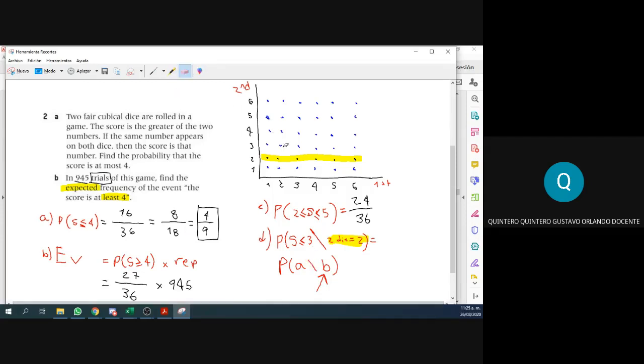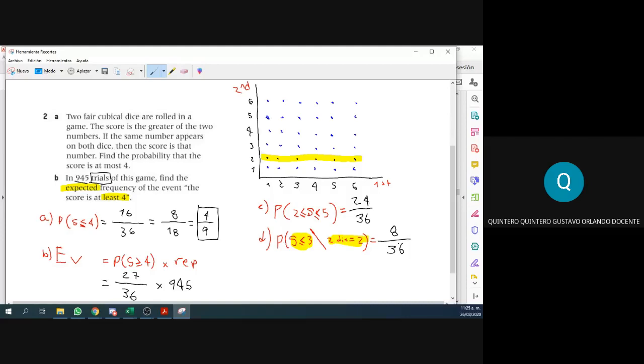All right, so let's try to answer this question, guys. What is the probability that the score is 3 if we know the second die has to be a number 2? Profe, 8 sobre 36. Let's see it. All right, 8 out of 36. Is that correct? Let's see. Lower than 3. Not really. Let me tell you why.